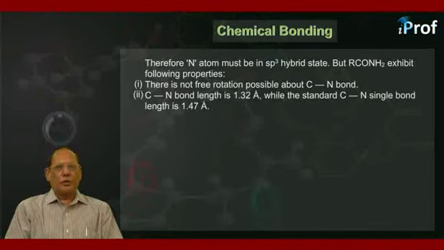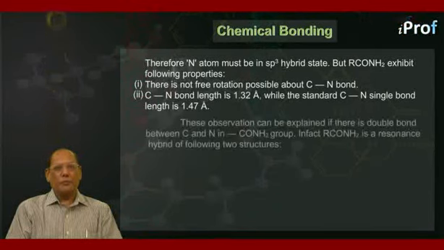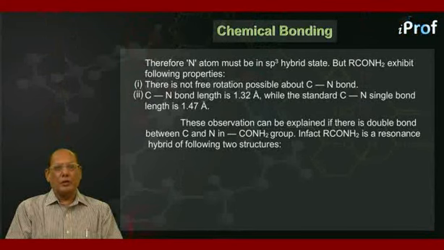Therefore, the nitrogen atom must be in sp3 hybridized state, but RCONH2 exhibits the following properties. First one is, there is no free rotation possible about the carbon single bond nitrogen. Second, the carbon nitrogen bond length is 1.32 angstrom, while the standard CN single bond length is 1.47 angstrom. So there is a decrease in the bond length.